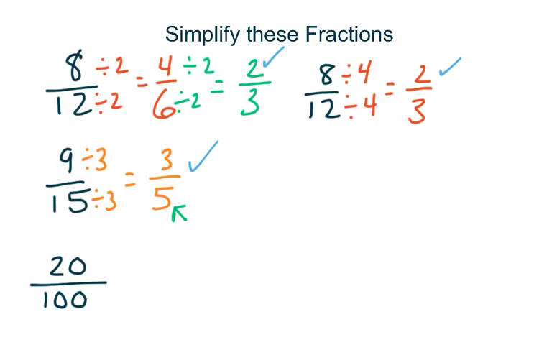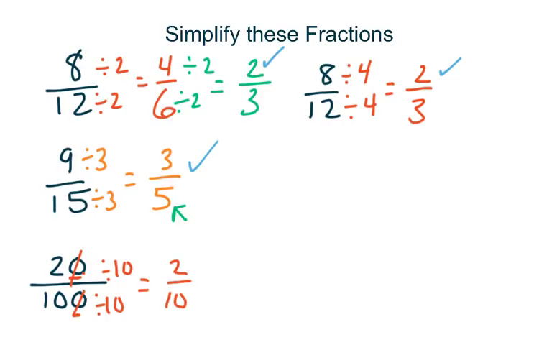The last one I want you to do is 20/100. Now one thing I can notice right away is that 20 and 100 both have zeros at the end of those numbers, so they're both going to have 10 in common. So maybe I divide by 10. When I divide by 10, all I have to do is take away a 0. So I would end up with 2/10. That's a way to get my fraction looking a lot smaller.